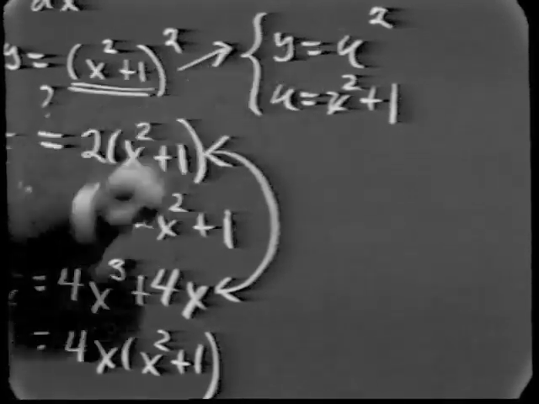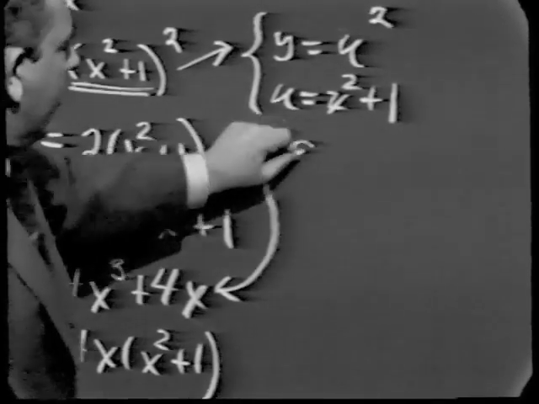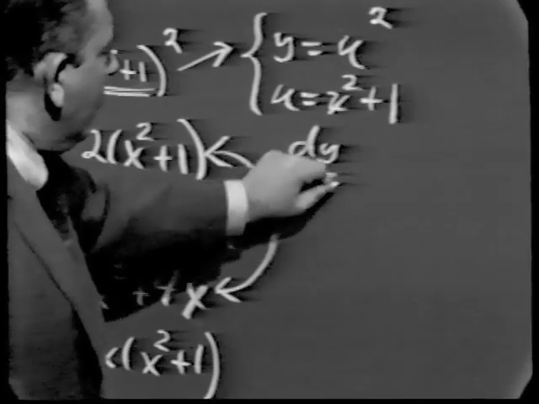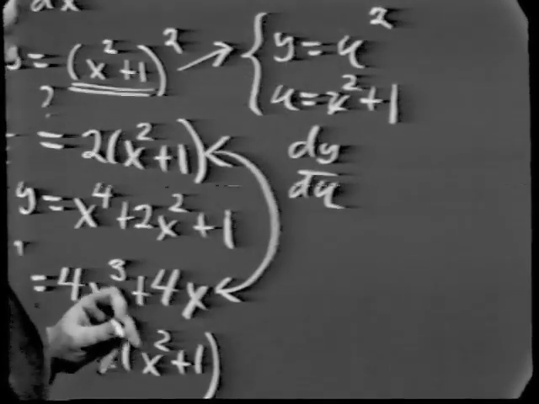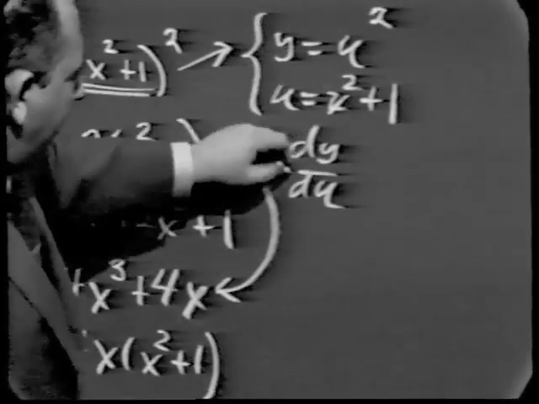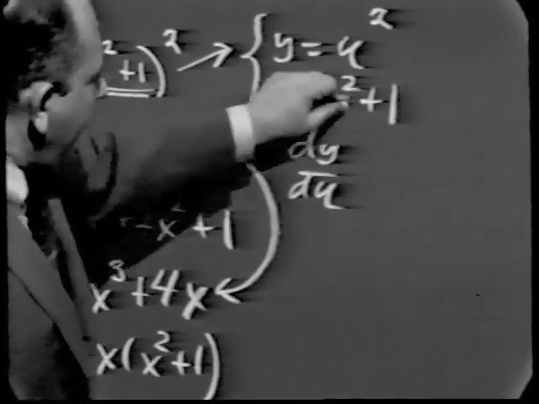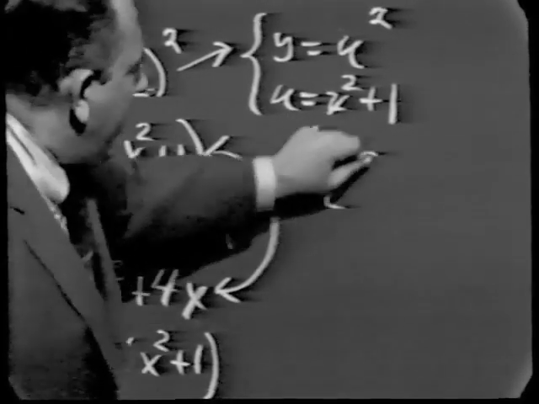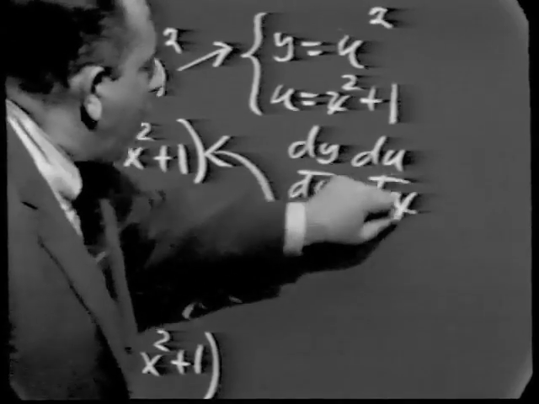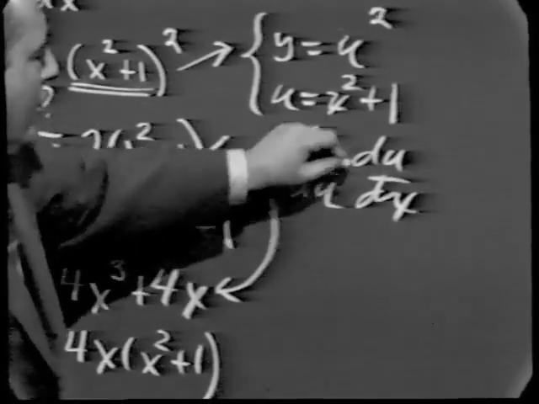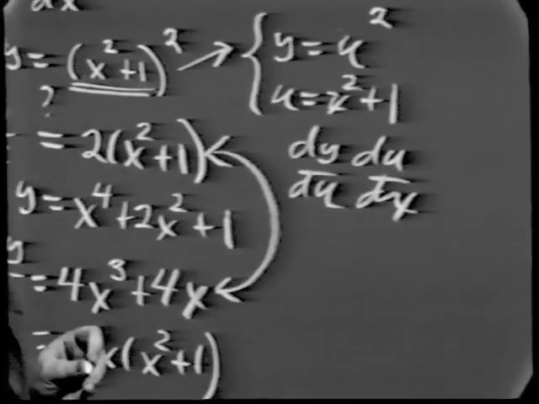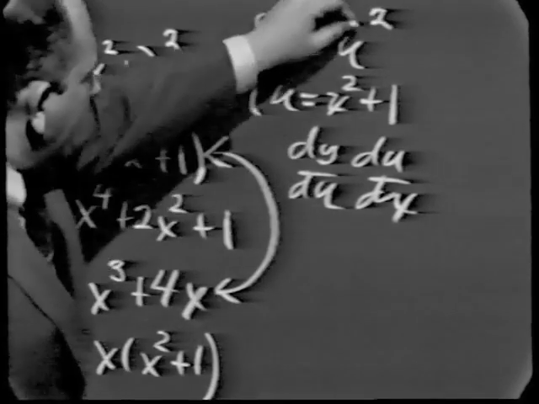Notice that from the first equation, it is relatively easy to find dy/du. In fact, it's just 2u. We'll write that down later. From the second equation, it's easy to find du/dx. And by the chain rule, all we're saying is that dy/du times du/dx is dy/dx. See, what will that give us in this case?